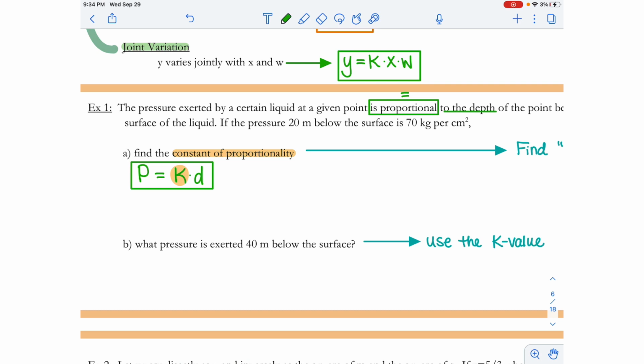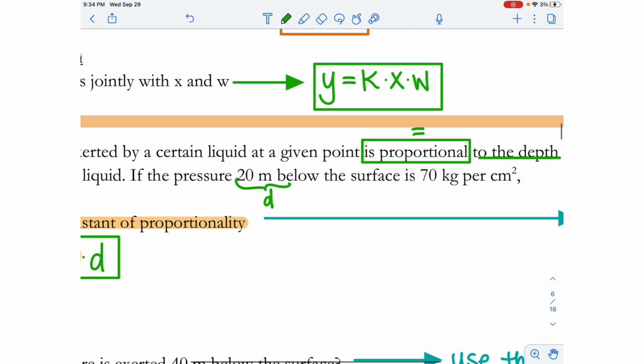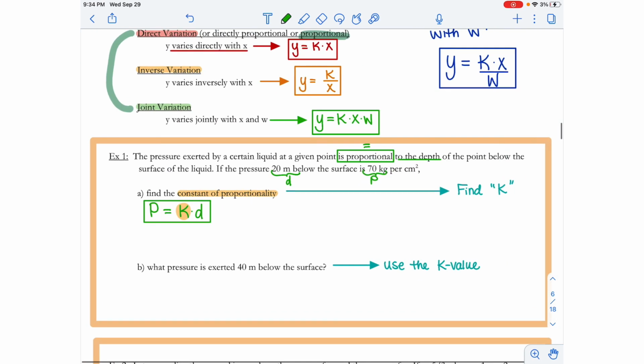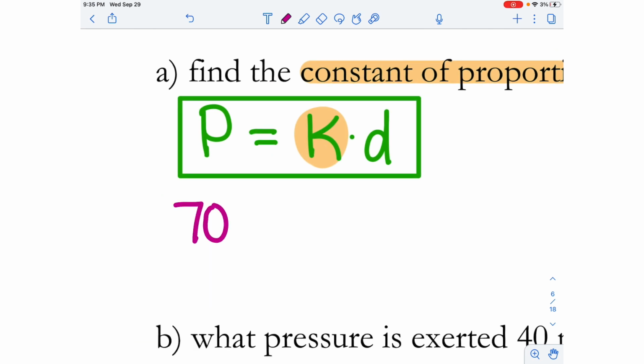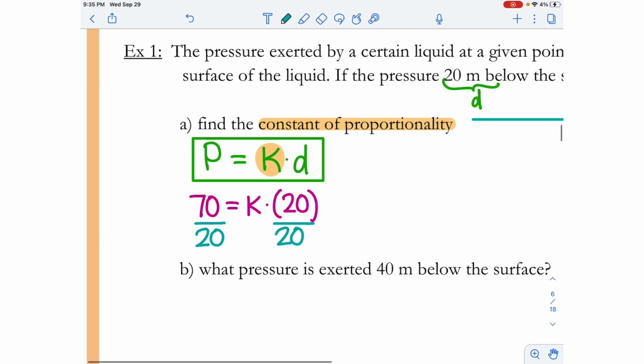It says the pressure 20 meters below the surface, so this is actually the depth. So the pressure 20 meters below the surface is 70. All right, so plug and chug. The pressure is 70. I don't know the K value, but I know that the 70 happens at 20 meters below the surface, which is the depth. So if I divide over the 20, I can solve for K. So K is 7 over 2.